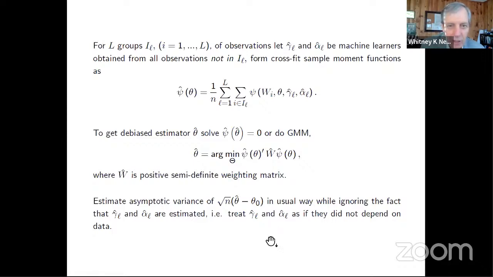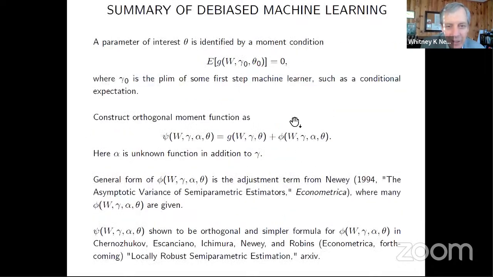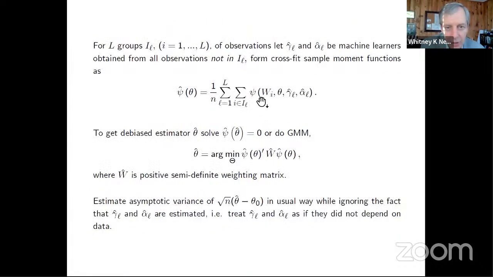So that's it. It's all solved. Let me go back. You've got this orthogonal moment function, and you do cross-fitting to construct sample moments, and then you just do GMM. The locally robust paper is all about this. That's the subject in general.